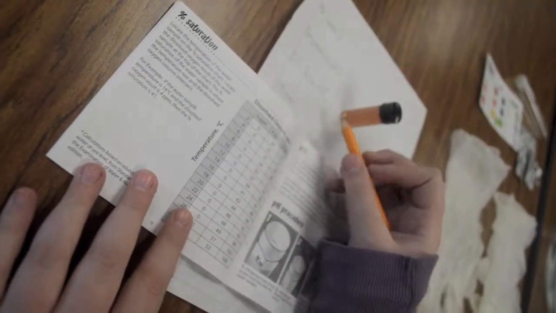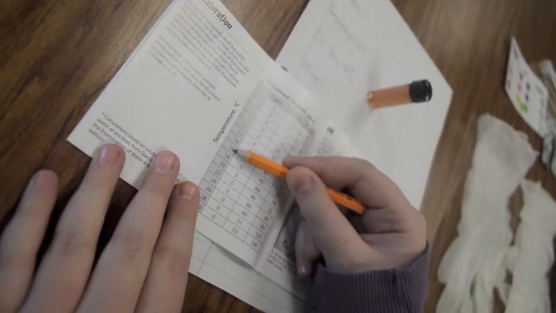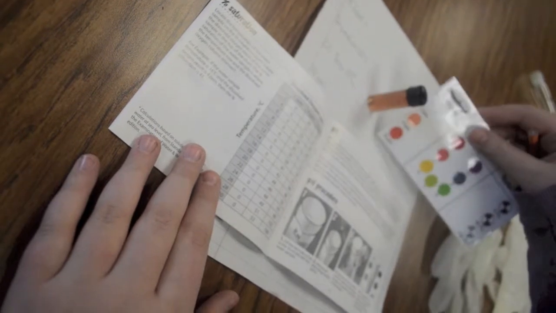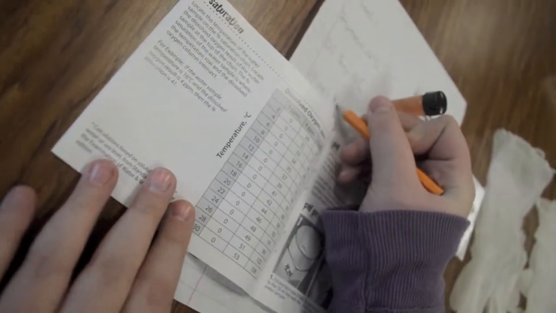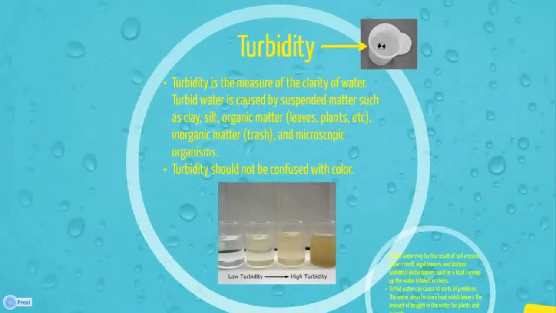And then you compare it to get the saturation and the DO level. First look at the temperature, and then you compare with a chart to find the ppm. This water is 41% saturated. Stop and try it.